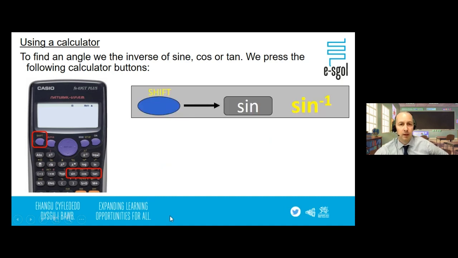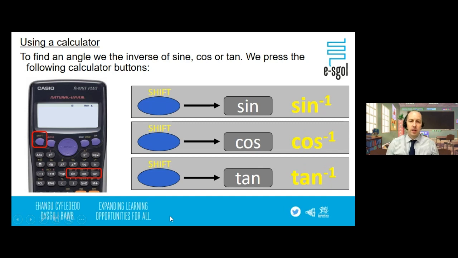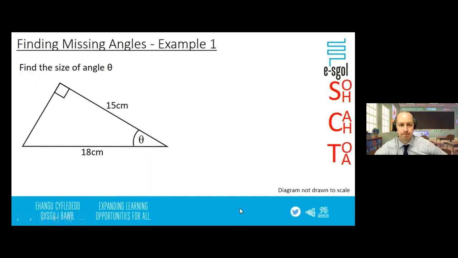So we press the shift button, and then we press sine, or we press shift and cos, or we press shift and tan. And what that does is on our calculator screen, it gives us that second function, and it will say sine to the -1, cos to the -1, or tan to the -1. So we're going to be using that function to find angles. It might be worth you checking that out and trying that to make sure you understand how that works on your calculator. As I mentioned earlier, different calculators work in different ways.